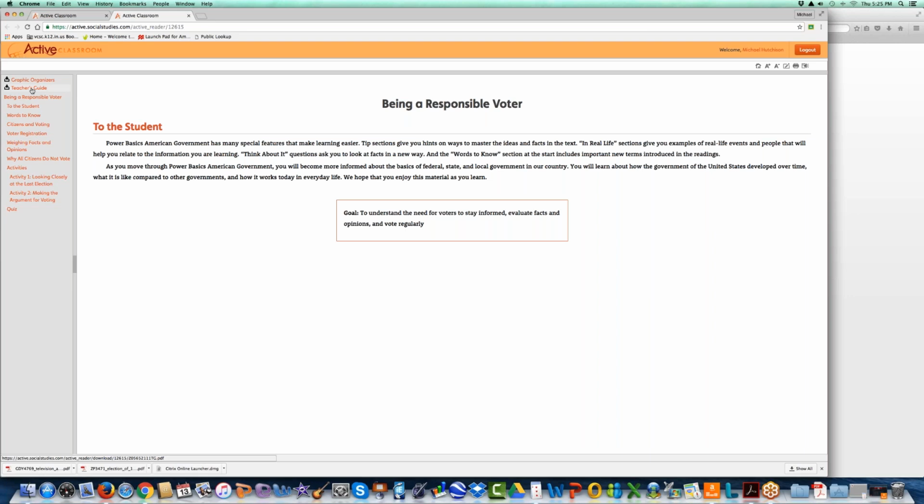Or I can print out certain things, I can print out answer keys, I can do all sorts of things. So don't feel constrained that this can only be done online, because the great majority of activities can be done online or they can be done offline.